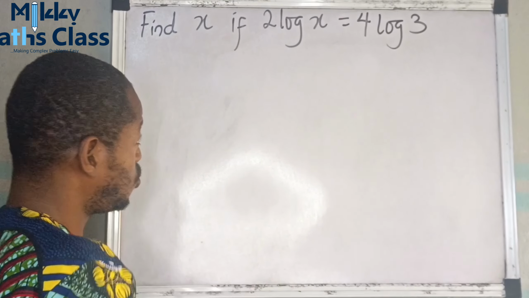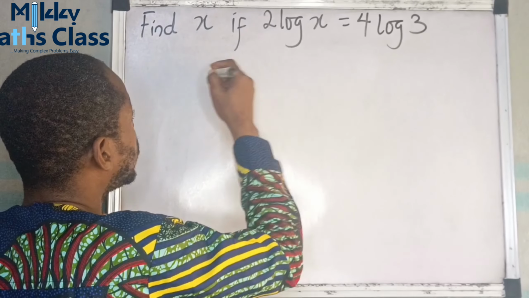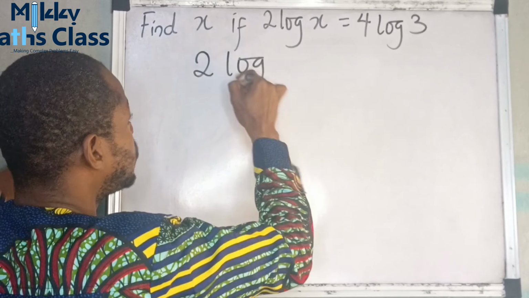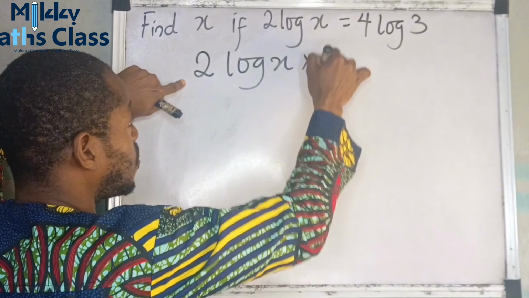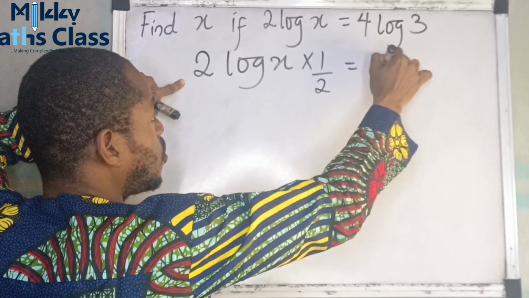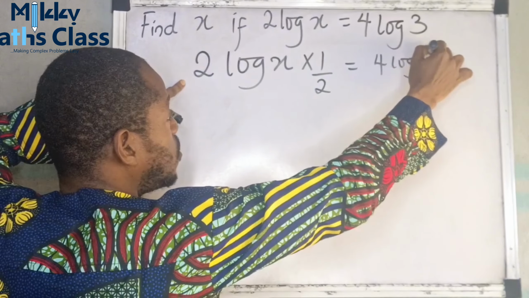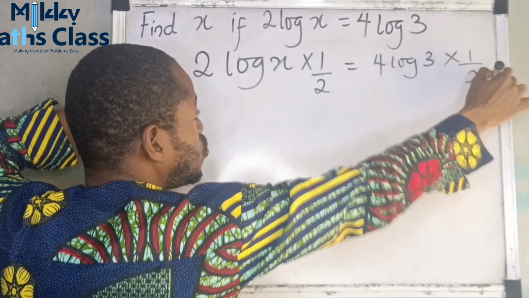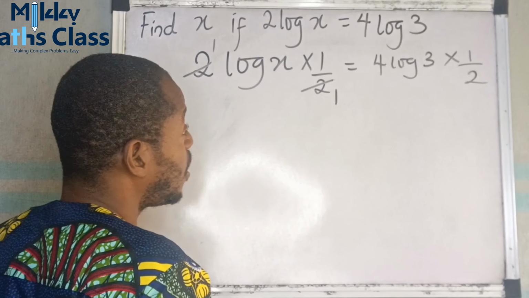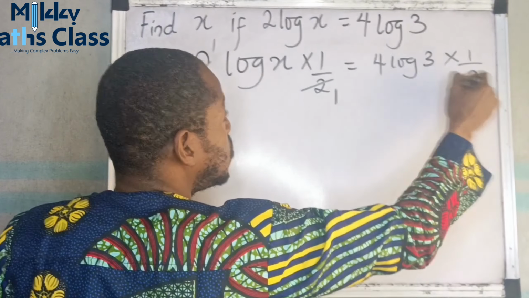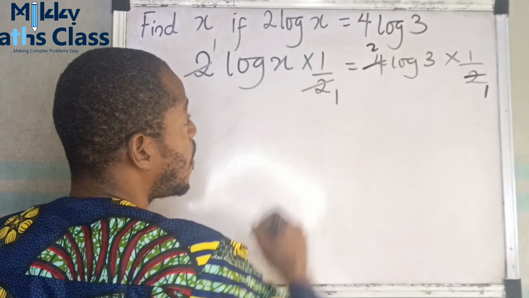Now the first thing we do, this 2 log x, let's remove this 2 from here by multiplying both sides by 1 over 2. This becomes 4 log 3 times 1 over 2. So these 2, we cancel out this 2. Now these 2 here, 1, 2 here, 2. So we have log x equals 2 log 3.